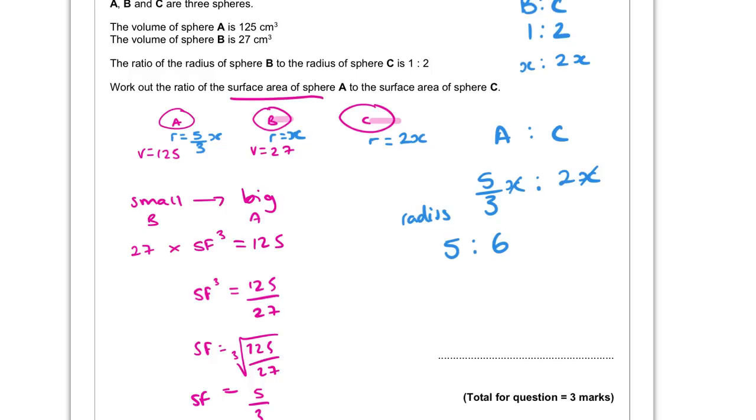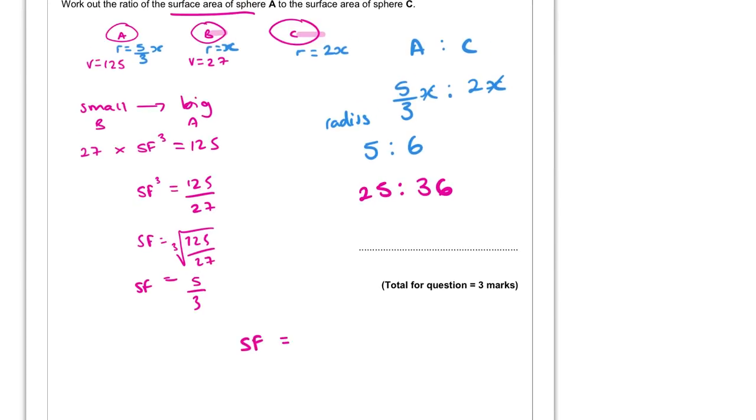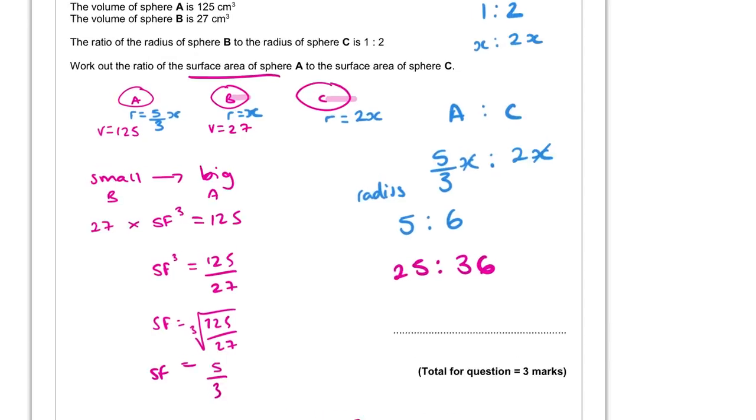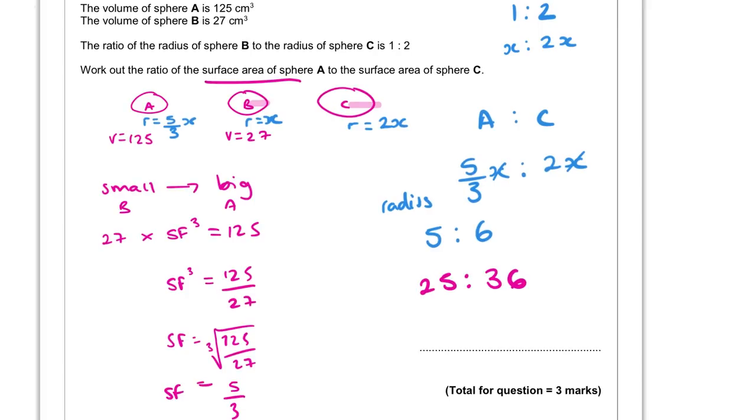I want surface area. What do I do when I'm looking at area? Square. 5 squared is 25 to 6 squared, 36. Okay, why squared? We always do the scale factor squared, or if you wanted to do it a different way, scale factor squared is 25 over 9. Okay, and then that is going to go to your radius, which is 4, and then multiply that up. Either way, the answer is 25 to 36.